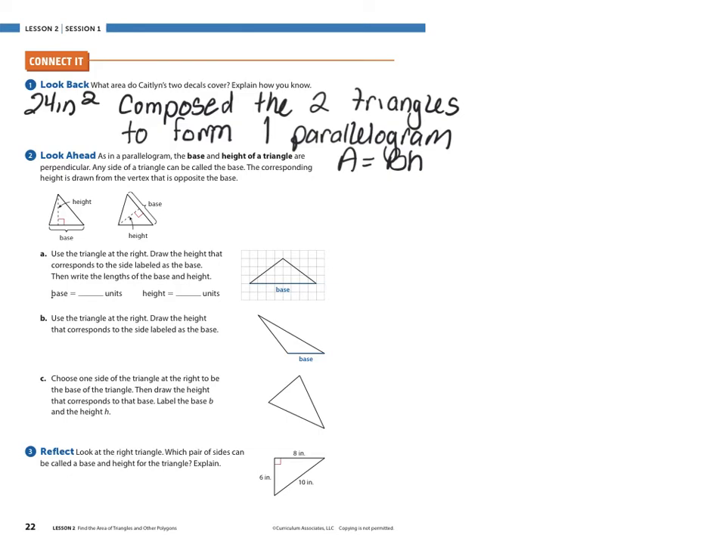As in a parallelogram, the base and height of a triangle are perpendicular. Remember, if you look back to our vocabulary, perpendicular are two lines that meet at a 90-degree angle. So when we're talking about perpendicular, we're talking about two lines that meet at a 90-degree angle. So our height and our base meet at a 90. So if you see here, that symbol is showing they're perpendicular. They meet at a 90-degree angle.